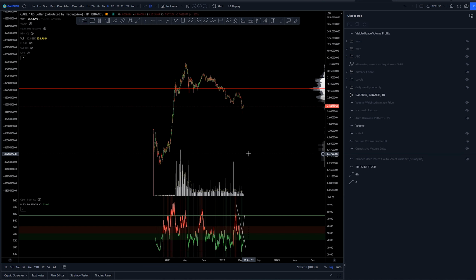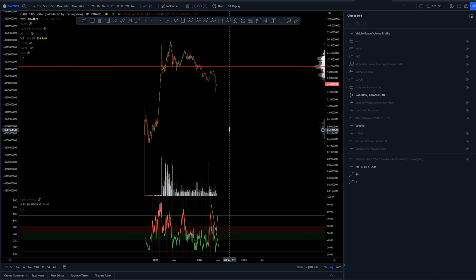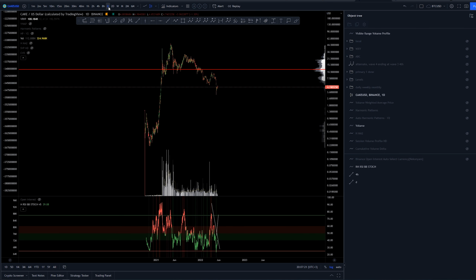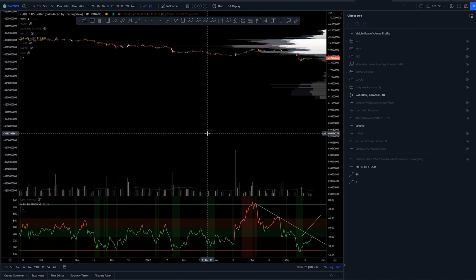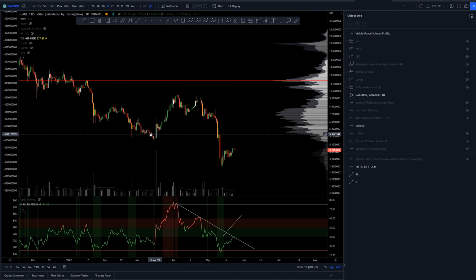I'll cover wave analysis with Elliott wave theory and provide targets and invalidation levels for the presented counts. Let's get going. So again, here we have the cake count. Currently looking at the daily time frame. Let's check out some RSI stuff first before we get into the counts.